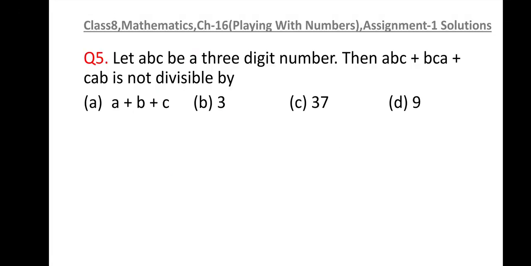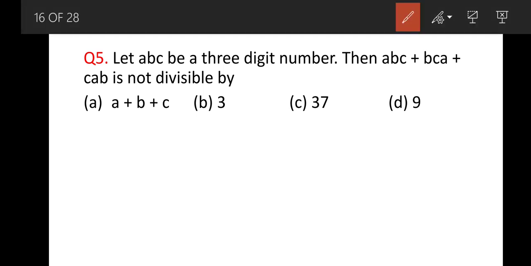Coming to question number 5. Question number 5 is, let ABC be a 3-digit number, then ABC plus BCA plus CAB is not divisible by. Again, this concept is of reversing the digits of a 3-digit number in cyclic order. So what will be the answer? We know that this sum is always divisible by a plus b plus c, that is, A option is correct.